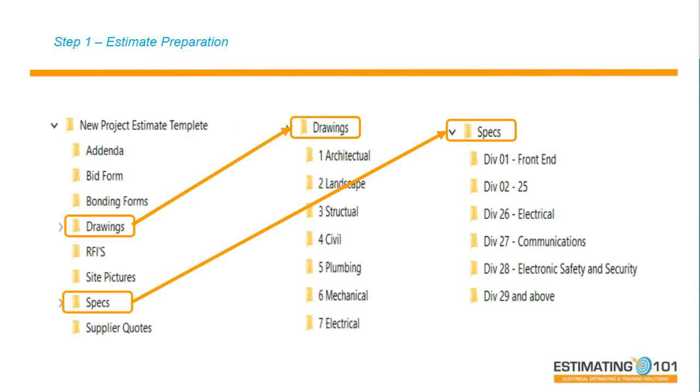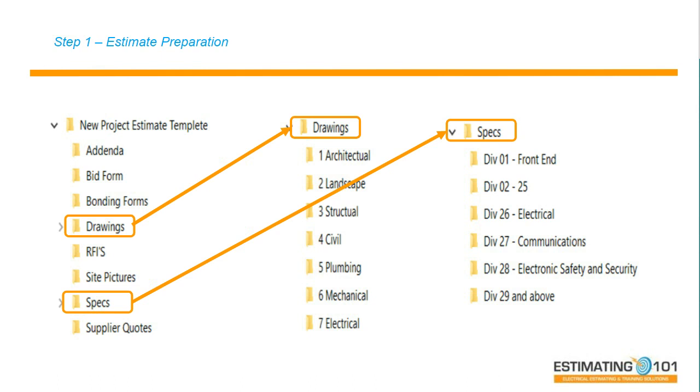And so I break my projects down by addenda, by bid form, by bonding forms, drawings. And you can see that the drawings I even break down for architectural, landscape. If you're bidding a project with 40, 50, 60, 70 sets of drawings, you're going to want to organize these and not have to scroll through dozens or hundreds of drawings in order to find what you're looking for.